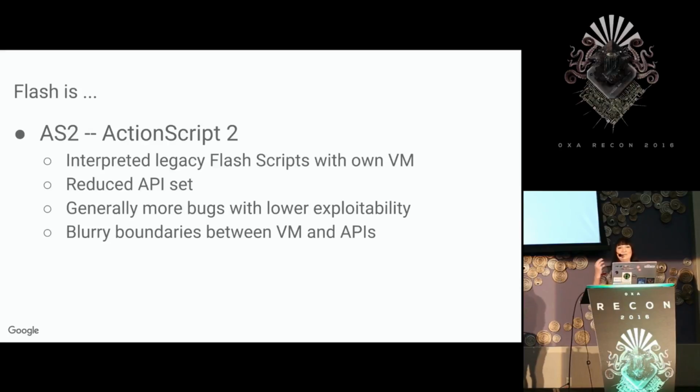So Flash has 3 main components. The first one is ActionScript 2. This is the legacy Flash VM. It's basically a big interpreted for loop, the very first VM that Flash had just when it was started. It has a reduced API set. It was eventually replaced with a different VM, AS3. So it really only has the features that Flash had early on. And I would say it generally has more bugs with a lower exploitability.